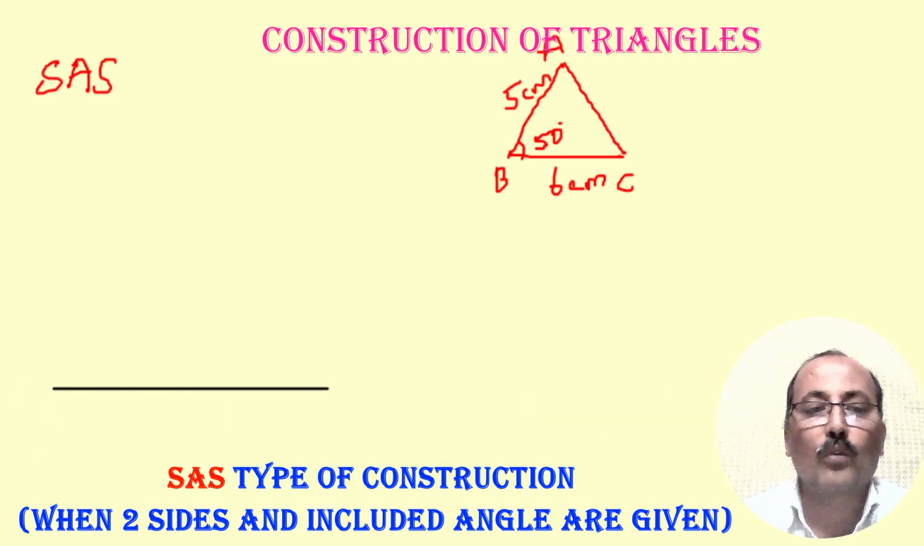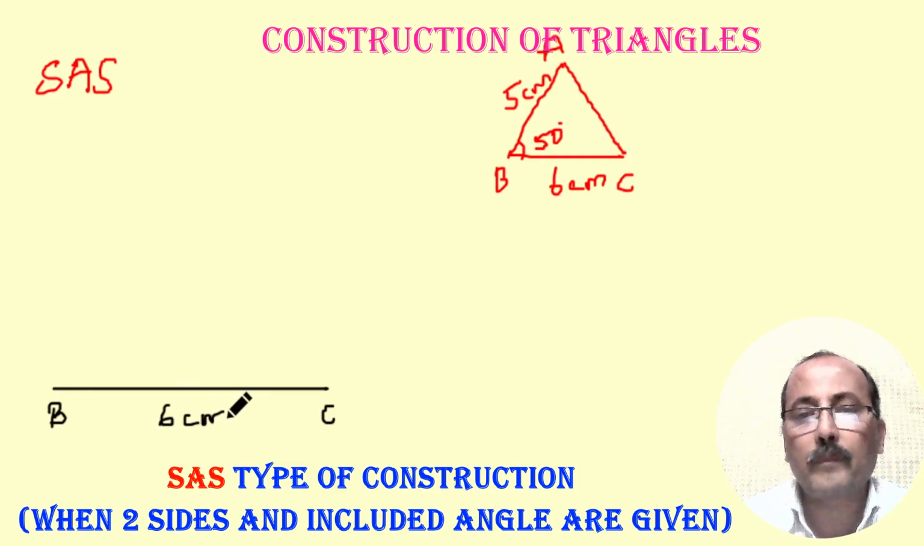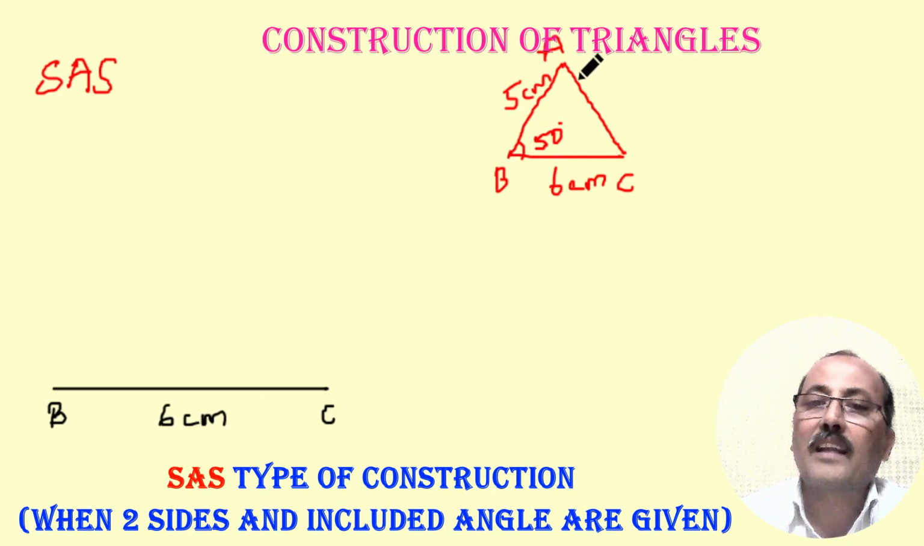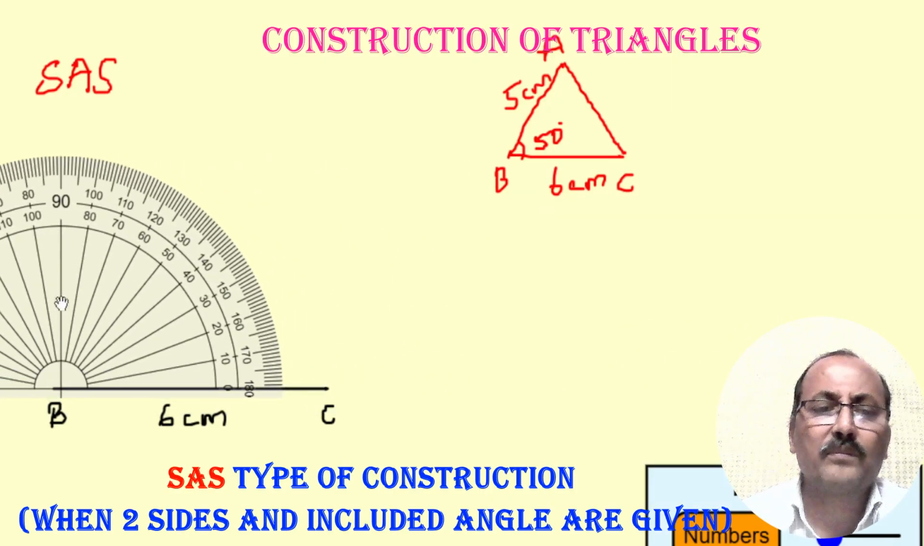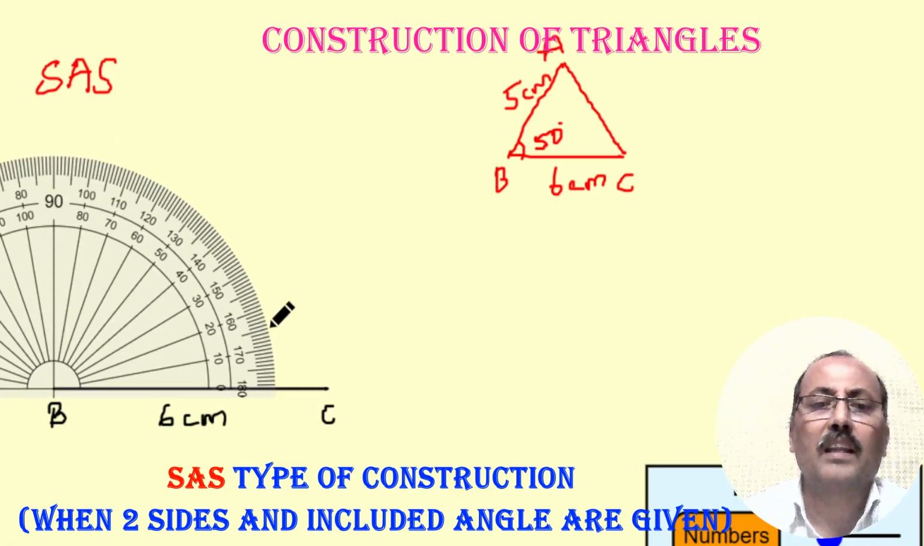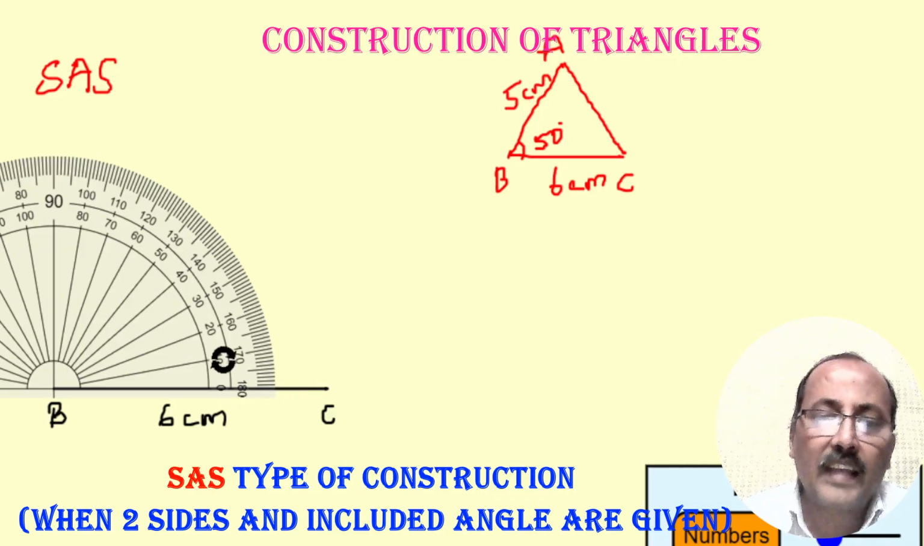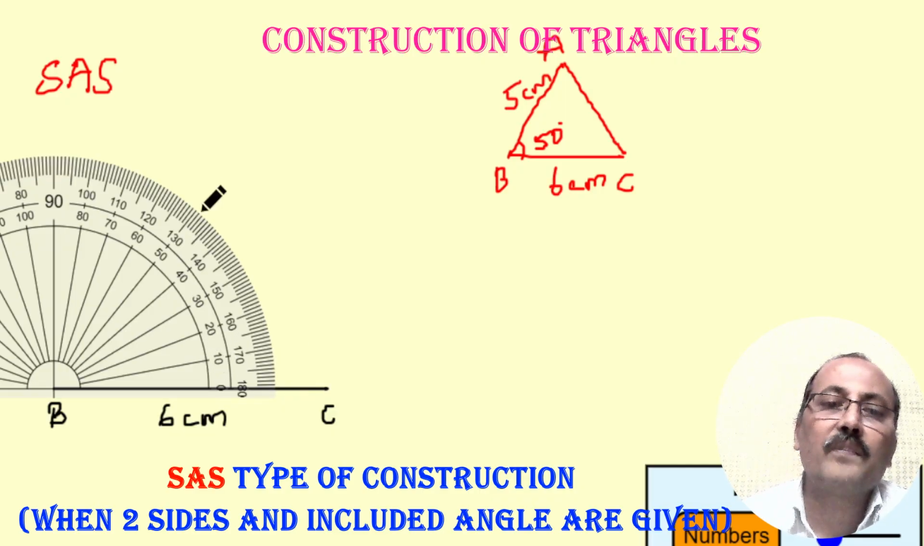So I don't want the ruler now. This BC, name it then and there. It will be easy for you. BC 6 centimeter. Now with B as center, you have to mark 50 degree. Suppose if they give at C, then you have to mark there. Okay, don't worry about that. Yes, from here you have to go for 50 degree. 10, 20, 30, 40, 50 degree.